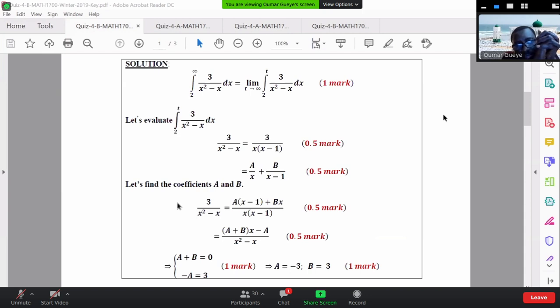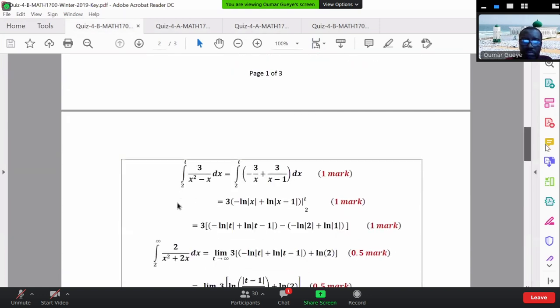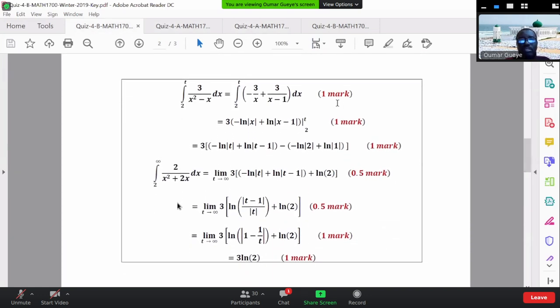So you guys are done? Yes, sir. All right. So next page, we're gonna substitute here A and B by their values, and we substitute this function inside this integral in order to be able to calculate it. So we substitute A equal to -3, and B equal to 3. And we integrate term by term.